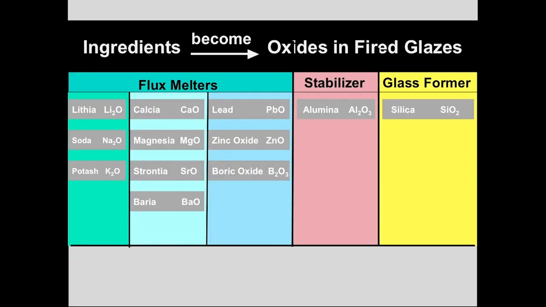So ingredients become oxides in fired glazes. We have our glass former, silica, our stabilizer that holds it on the pot in the melt, alumina, and then we have only 10 flux melters. So this is what glaze chemistry is really all about, is these 12 oxides, and then which ingredients can I find those in?